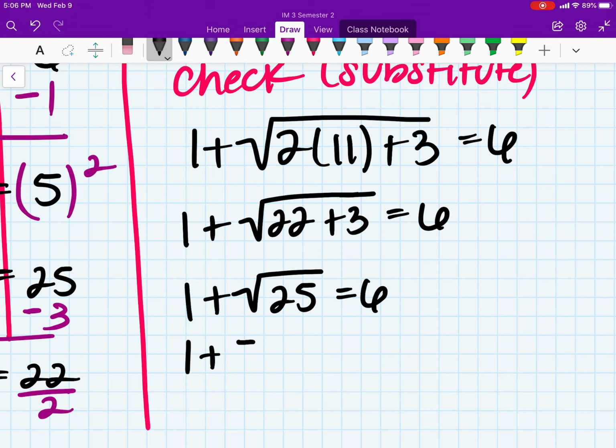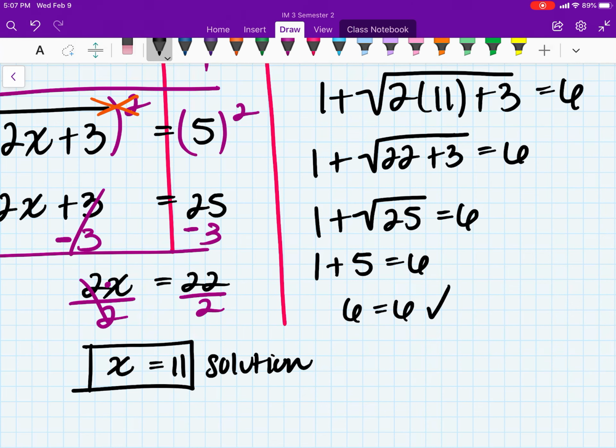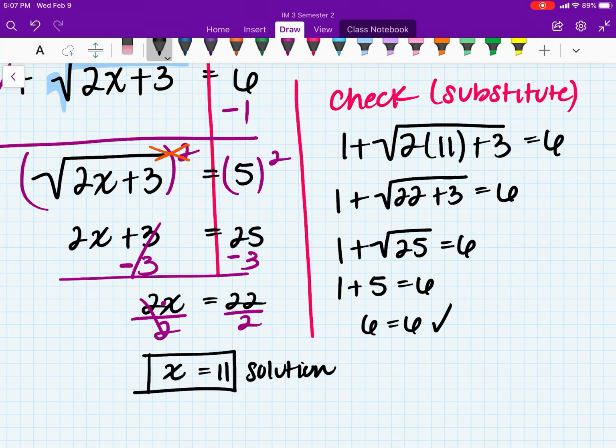The square root of 25 in this case is going to be 5. And 1 plus 5 is 6. So this works, which means that x equals 11 is a solution. It works for us. All right.